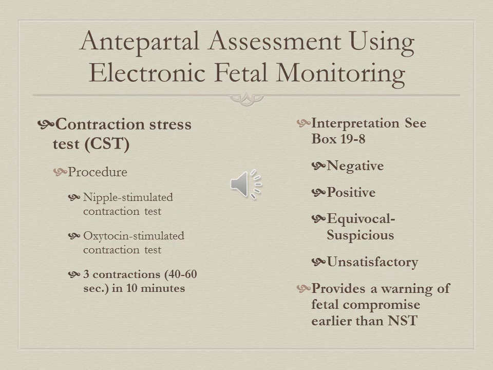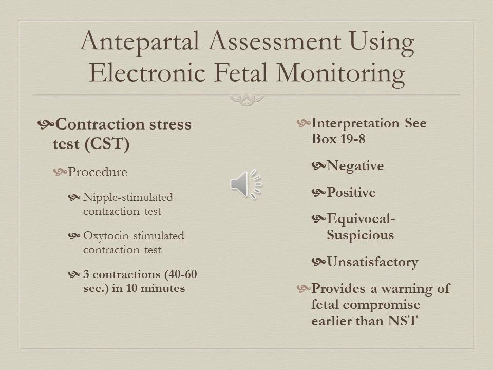Exogenous oxytocin, or your Pitocin, can be utilized to stimulate the uterine activity when nipple stimulation is not effective. The dose that you use for this is pretty small, 0.5 milliunits a minute, and you're going to double that every 20 minutes until you get an effective pattern where you're getting 3 contractions in that 10-minute time frame.